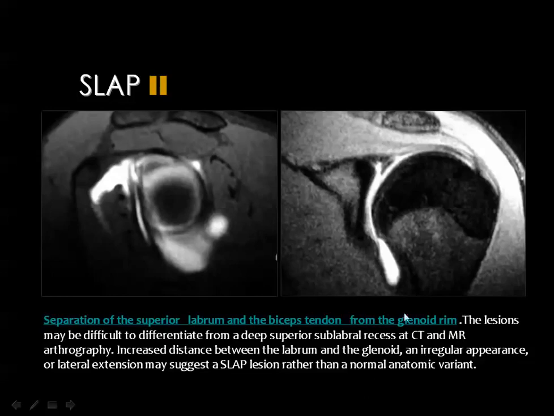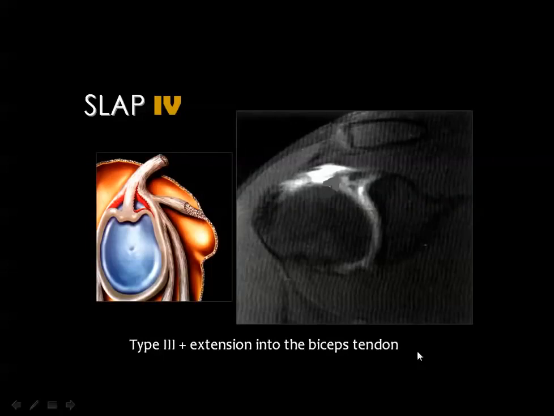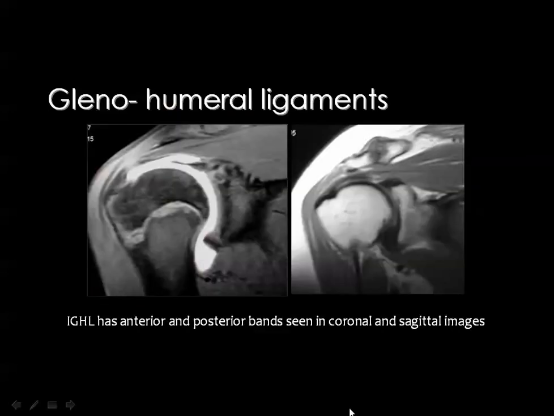Then this is an example of a SLAP type 2, and you see there is fluid signal at the base of the labrum, which is separated by this distance from its attachment to the glenoid. Then if the labrum is now two separate parts, you can see a separate part and another part, then you consider this as SLAP type 3. Then this lesion where the SLAP type 3 will extend into the tendon of the long head of the biceps will require MR arthrogram for better diagnosis.